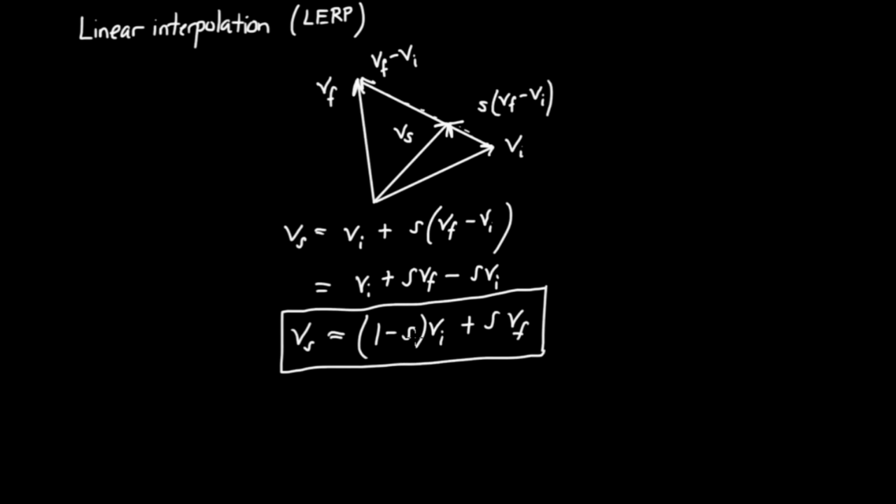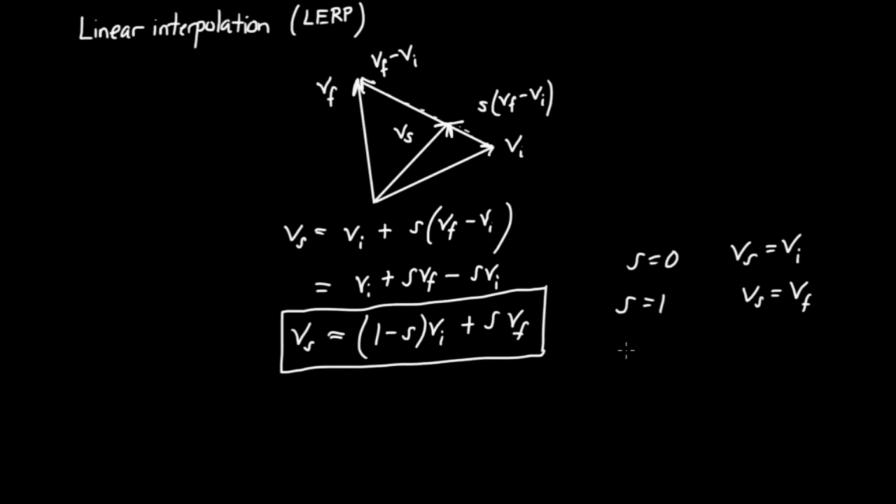Again, I was saying that I'm allowing s to range between 0 and 1. Suppose s is equal to 0. Plugging into this formula, vs is simply equal to vi. That's when you haven't moved from vi at all. If s is equal to 1, notice in this formula the first term goes away, 1 minus 1 is 0, and I'm left with vs being equal to vf. So you've moved all the way along to vf.